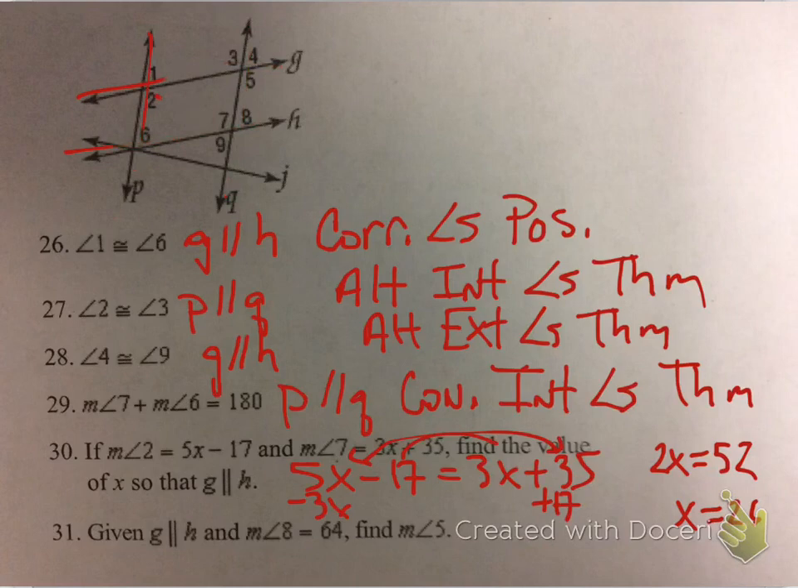Now let's look at the last one here. If angle 8 is 64, find the measurement of angle 5. These are on the same side interior, or I'm sorry, consecutive interior. That means they add up to 180. So if I subtract 64 from 180, I get the other measurement. That should give me 116. And there's my final answer.